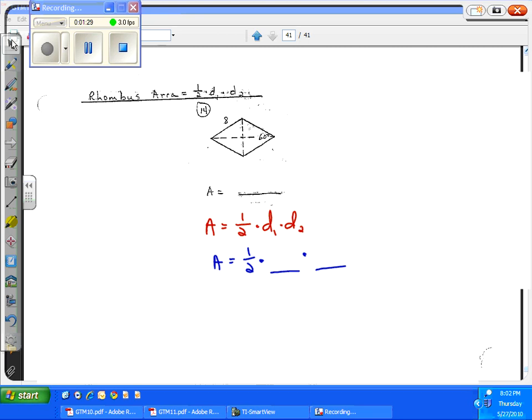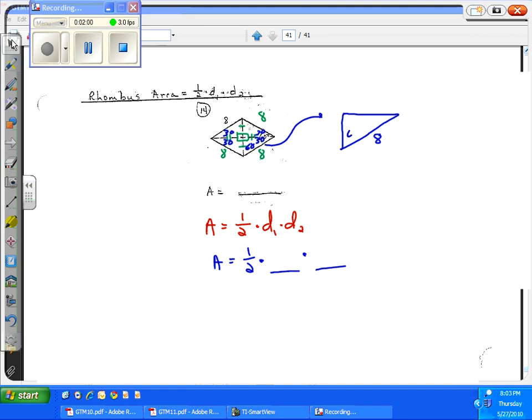Well, we know that this is a rhombus, and we know that all four sides of a rhombus are equal. We know that the diagonals of a rhombus are perpendicular and bisect each other, and each diagonal bisects a pair of opposite angles. So if that 60-degree angle was bisected, then that's going to be 30 and 30 and 30 and 30, and so we have four congruent 30, 60, 90 triangles. We're just going to extract one of those to focus on it.